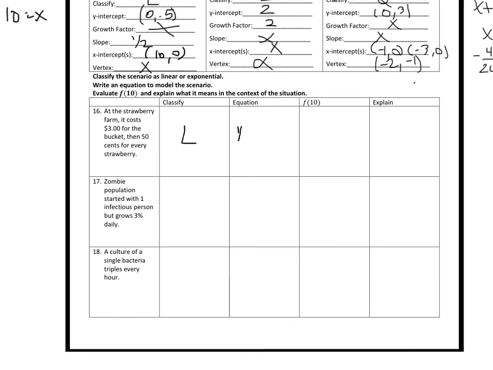Okay, we have our y value and we have our slope. It's going up by 50 cents each time, so that's our slope. It's 0.50 because that's the slope. And then it starts at $3, so plus $3.